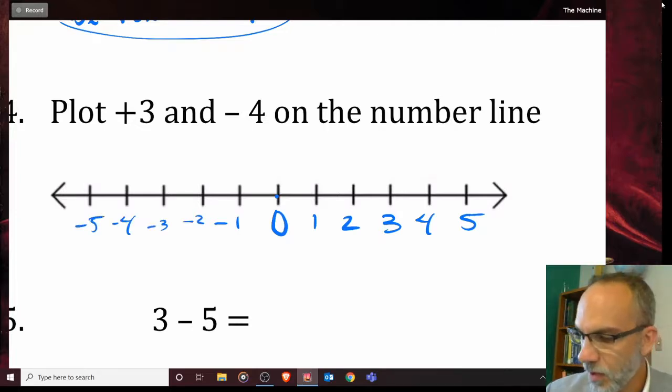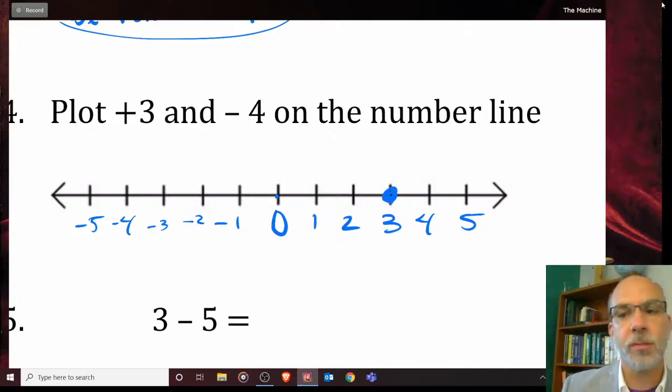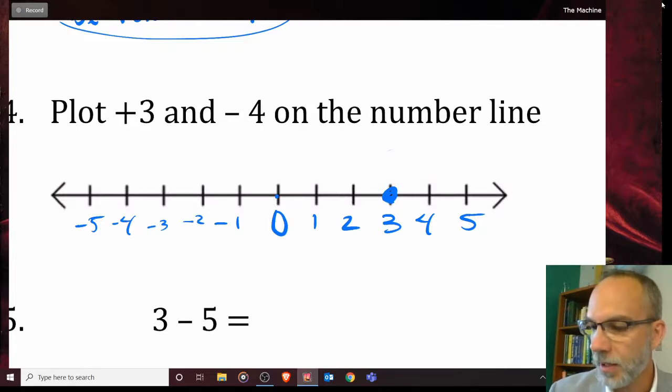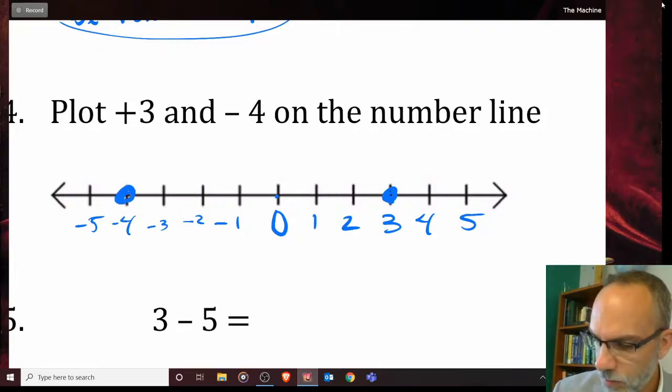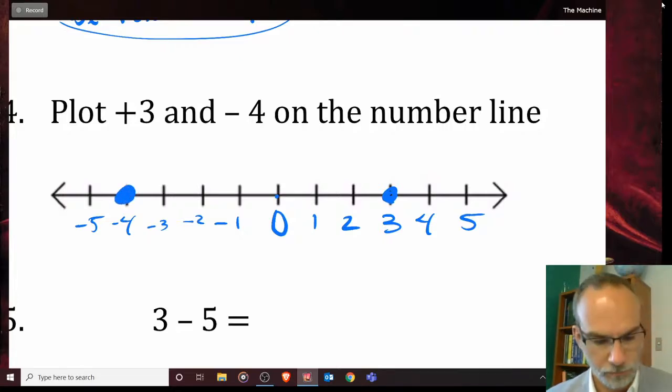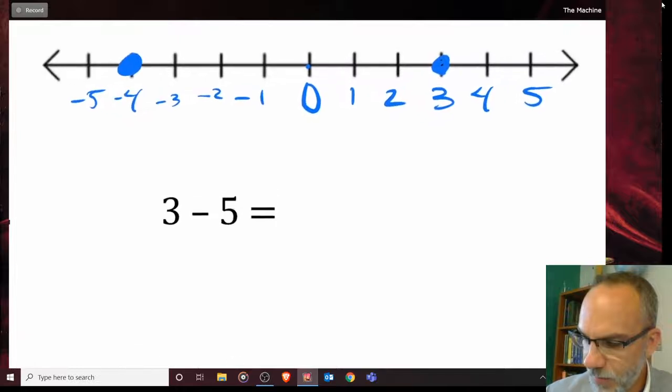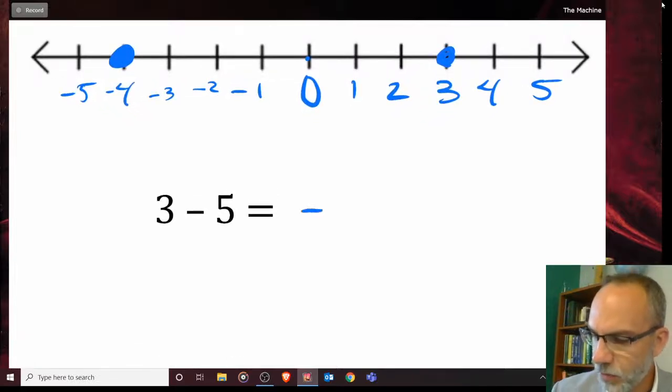Plot +3. It goes on the line. Don't draw it above. If you draw it up here, you're plotting something else besides what we're asking you to plot. This is a number line. The points lie on the line. Do not write it above the line. So +3 in there, and -4 is right there. Okay. Now, number 5. 3 minus 5, that would be -2.